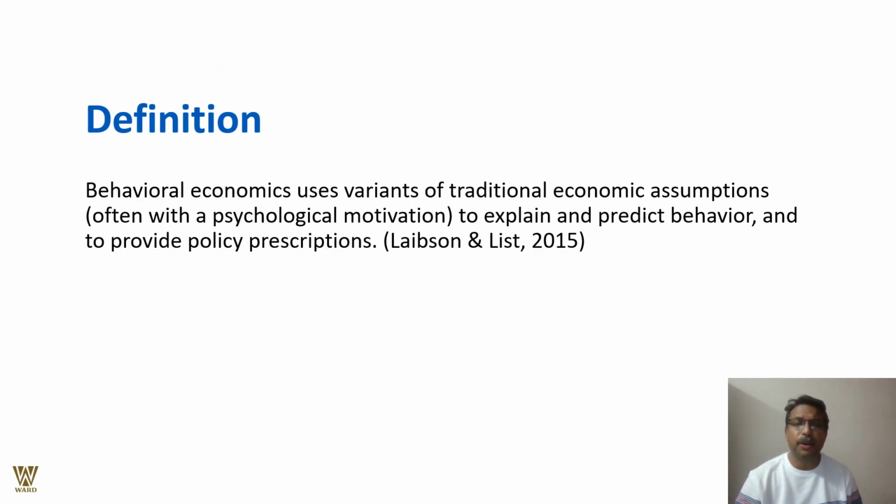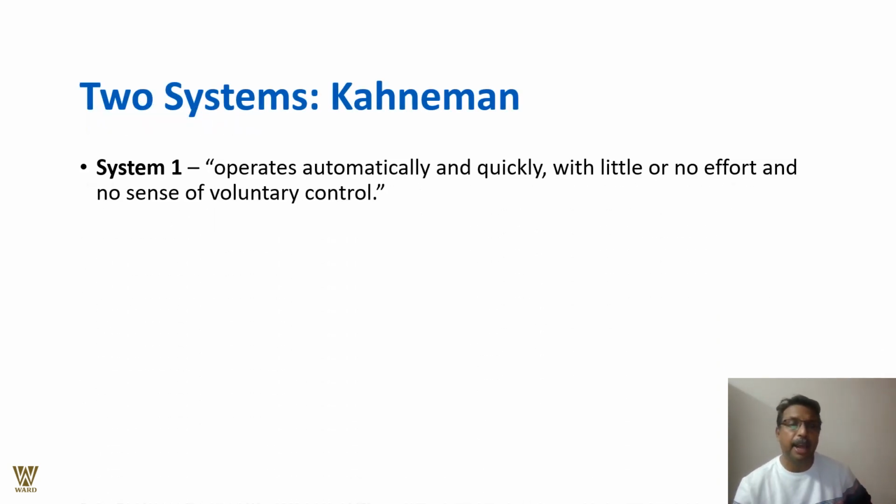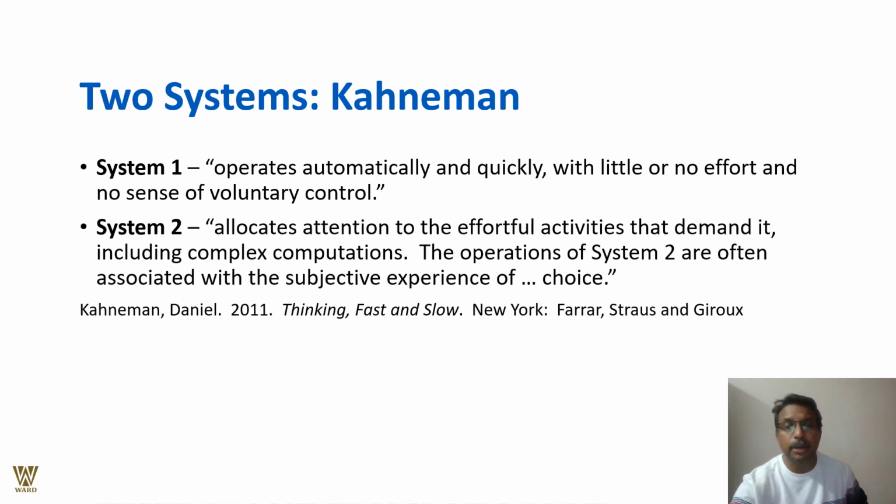So yes, behavioral economics uses variants of traditional economic assumptions, often with a psychological motivation to explain and perhaps to predict behaviors and to provide policy prescriptions. This was stated in 2015 by Levitt and List. So two kinds of systems, if I may say so, as per Kahneman. System number one operates automatically, operates quickly, with little or in fact no effort at all, with no sense of voluntary control. It is in a real life setting that you are going about it. And that is what system number one is all about.